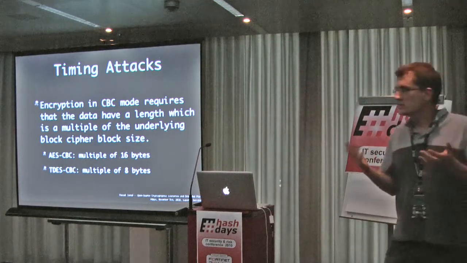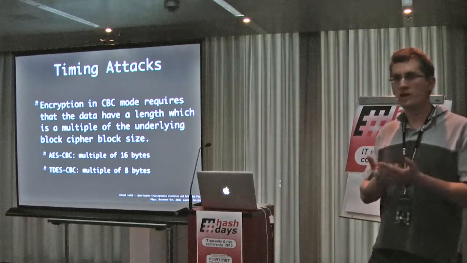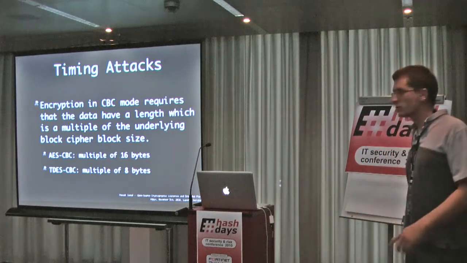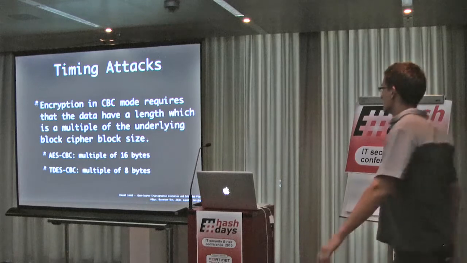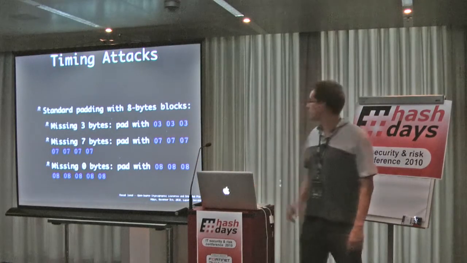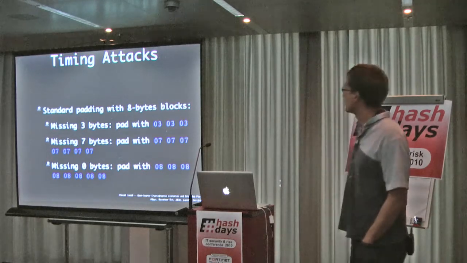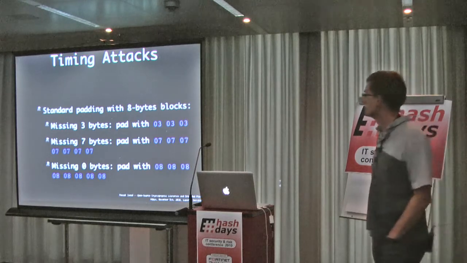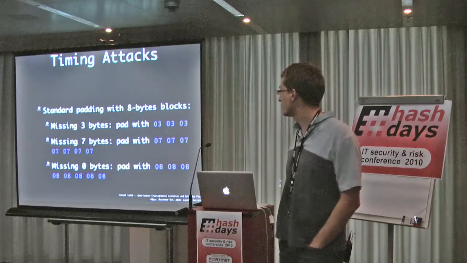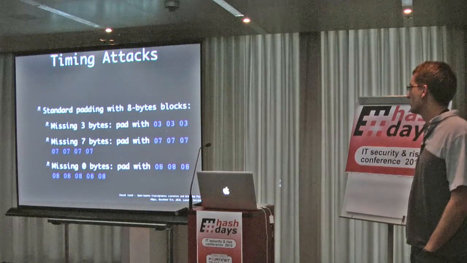But CBC encryption doesn't tell how to encrypt, for instance, 3 bytes, or maybe 13 bytes, or maybe, I don't know, 2 to the 10 plus 1 bytes. So for this, we have to pad, basically, so to add a few bytes. And one of the standard padding with 8-byte blocks is the following. If 3 bytes are missing, then you are going to pad with 3 octets with the value 3. If 7 bytes are missing, you are going to pad with 7 octets with the 7 value.